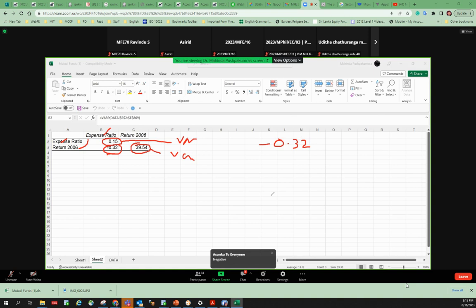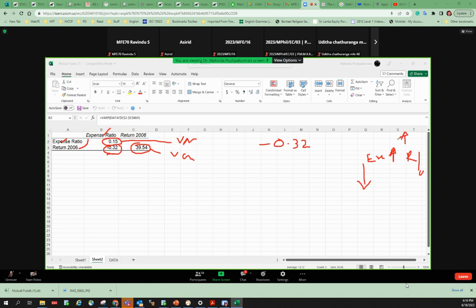Yes, one says negative. Yes, negative relationship. What do you mean by negative relationship? Two variables change in the opposite direction. That means here, when the expense ratio increases, return decreases. It is obvious, no? If the expense ratio increases, the return decreases. If the expense ratio decreases, return will increase.